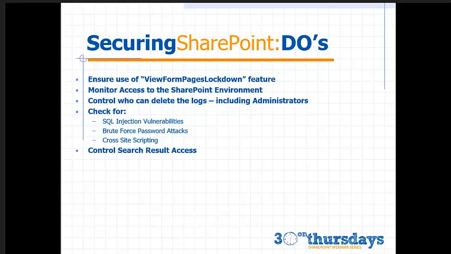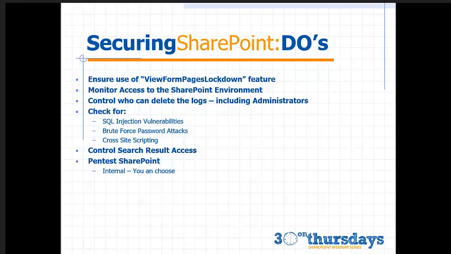Control your search result access. This happened a while back, last year. The Mississippi National Guard cross-injected search results and exposed personnel data on their public-facing site. So be careful how you control and segment the search results. If you have external-facing sites and internal on the same farm, control how they go.